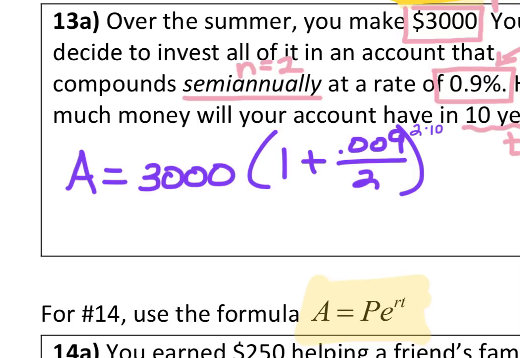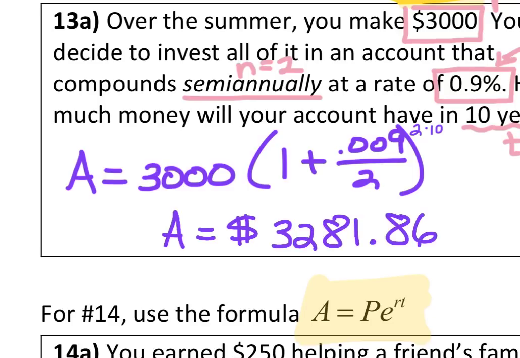And you can literally type this entire thing into your calculator exactly like this. So use the open parentheses and the closed parentheses. Use the fraction for the 0.009 over 2. Use the exponent for the 2 times 10. And then just hit enter. And what you should get is that A is equal to $3,281.86.